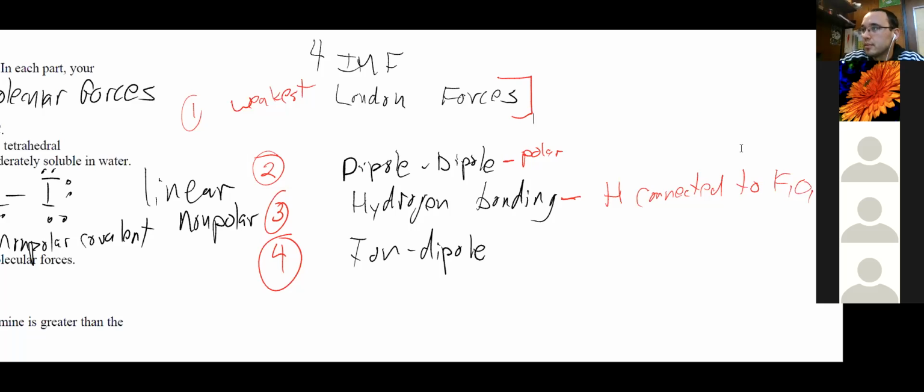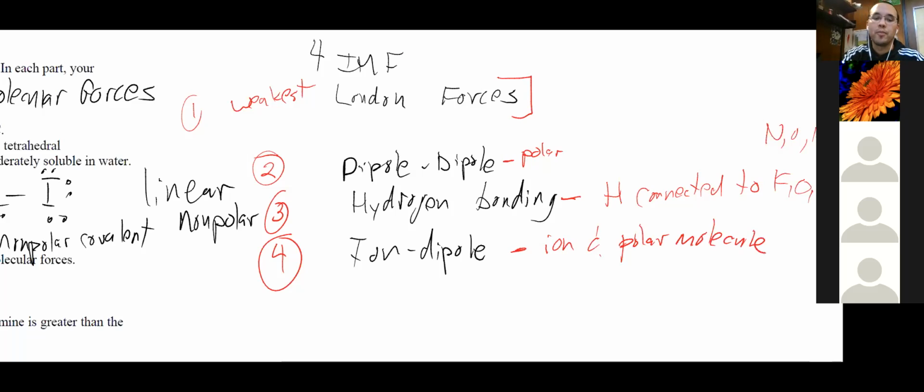Remember it as FON, or I like it, or you can do NOF, right? Because it's nitrogen, oxygen, fluorine. So either one. But the first part about it is if you don't have hydrogen, you don't have a hydrogen bond. That's kind of the first step. But if you do have a hydrogen, then you need to see if they're connected to one of those three. Right? And then ion dipoles, this means that you have an ion and you have a polar molecule.